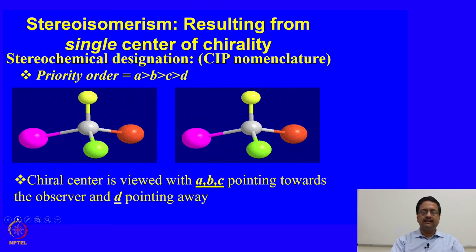So when we see that the four atoms that are connected to one center give rise to two different isomers or two different compounds, then we must identify those isomers using some nomenclature. So for the stereoisomerism resulting from a single center of chirality, we have to have a stereochemical designation. So when we try to designate, again, if you remember our rules of IUPAC nomenclature, we had to prioritize groups, and based on the group's priority, we had to give them numbers, and then based on those numbers, we used to identify a molecule and write the IUPAC name of a compound.